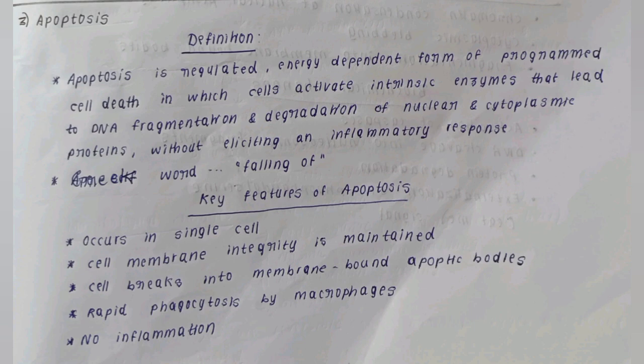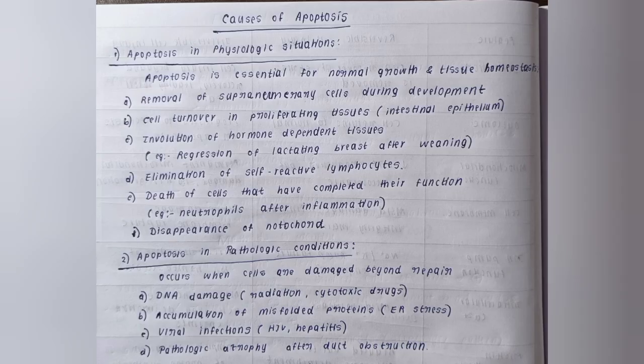And rapid phagocytosis by macrophages, there is another name for it. It is efferocytosis, which we discussed, and there is no inflammation. So these are the key features of apoptosis. Then write the causes of apoptosis.